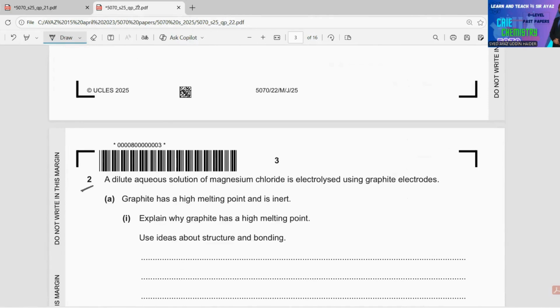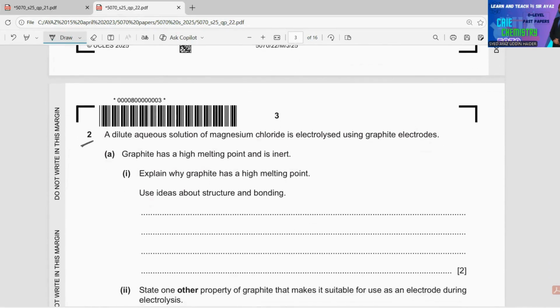Question number 2. A dilute aqueous solution of magnesium chloride is electrolyzed using graphite electrodes. Part A, graphite has a high melting point and is inert. Number 1. Explain why graphite has a high melting point. Use ideas about structure and bonding.